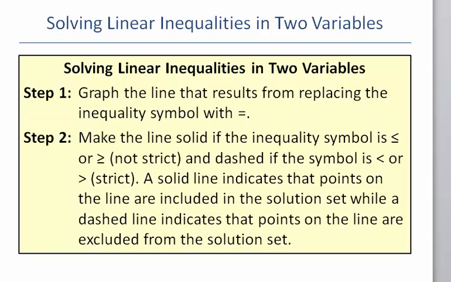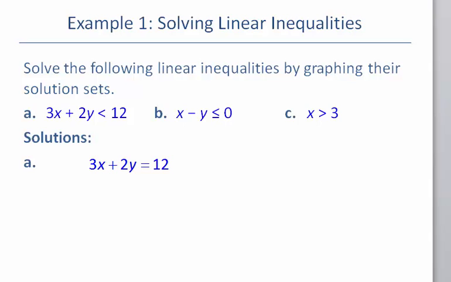So remember that step 1 says that we want to graph the line that results from replacing the inequality with an equal to. So what that means is that we're going to take our problem, the 3x plus 2y is less than 12, and we're going to write it 3x plus 2y equals 12. And we're going to try to graph that. Okay, so let's look at how we do that.